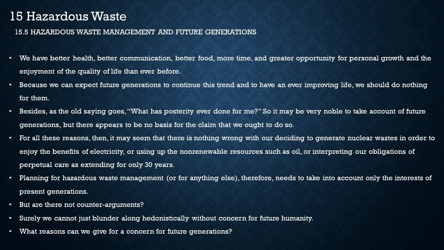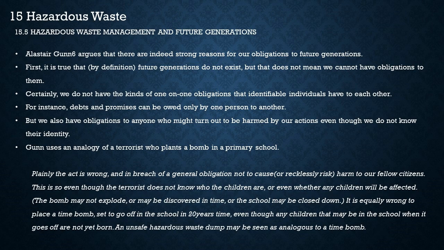Surely we cannot just blunder along hedonistically without concern for future humanity. What reasons can we give for a concern for future generations? Alistair Gunn argues that there are indeed strong reasons for our obligations to future generations. First, it is true that, by definition, future generations do not exist, but that does not mean we cannot have obligations to them. Certainly, we do not have the kinds of one-on-one obligations that identifiable individuals have to each other. For instance, debts and promises can be owed only by one person to another, but we also have obligations to anyone who might turn out to be harmed by our actions, even though we do not know their identity.